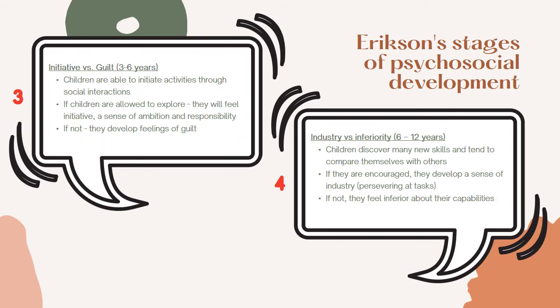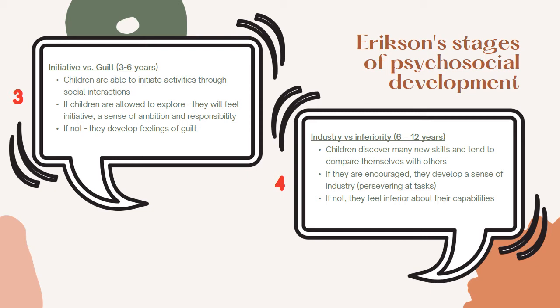The third stage is initiative versus guilt. It happens between 3 to 6 years. Children are able to initiate activities through social interactions. If children are allowed to explore, if they can do activities with their friends, they will feel initiative, a sense of ambition and responsibility. But if not, they develop feelings of guilt.